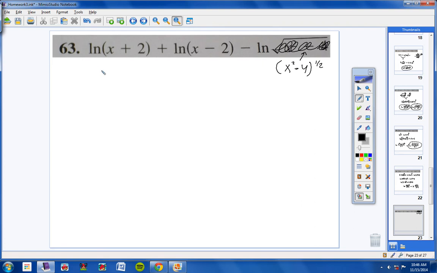Okay, here we go. Two logarithms being added. There's no number to the left, and there's no number to the left here. So, we have natural log of x plus 2 times x minus 2. We should know from algebra that's a really quick multiplication problem. It would be x squared minus 4. Okay? So there we go. And then bring this down over here.